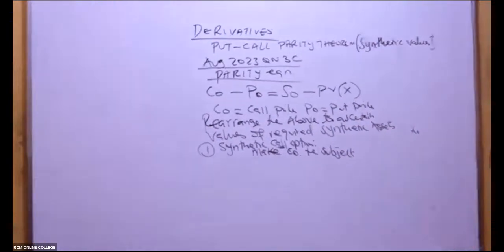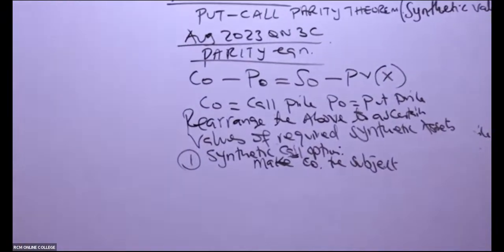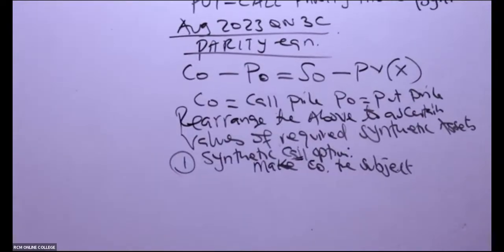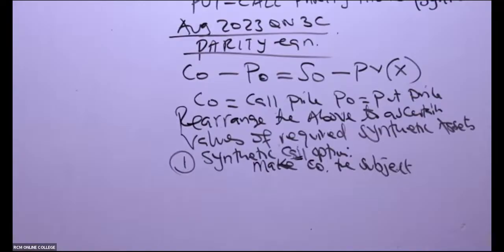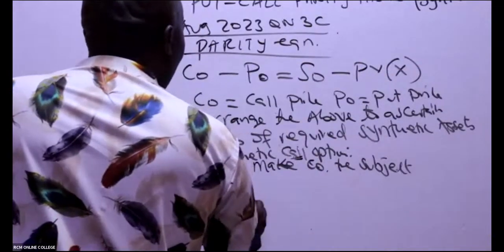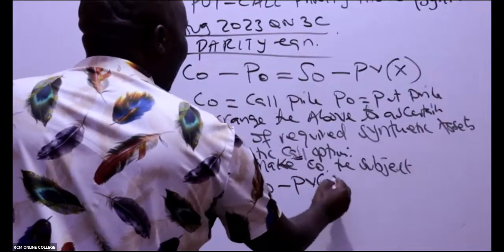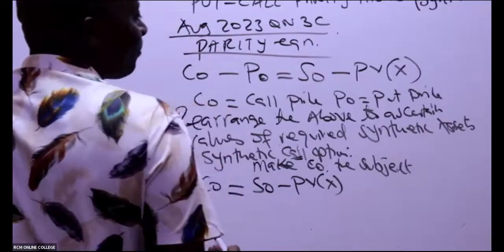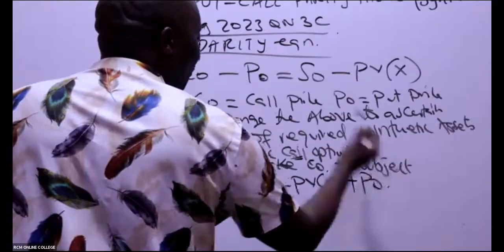Do we know how to make these things subjects of the equation? It's very, very easy. So in this particular case, if they want to make CO the subject, CO will be equal to SO minus PV of X, plus, because this is going to the other side, PO.